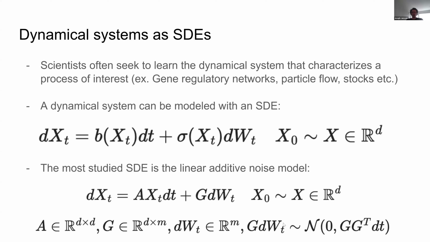Most of the SDEs that are studied, and most of the stuff we'll be talking about today, are of the form of this linear additive noise SDE. So you replace b(X_t) with a matrix A, and you replace sigma(X_t) with this matrix G. This noise term G dW_t is basically normally distributed with mean zero and covariance G G^T dt.